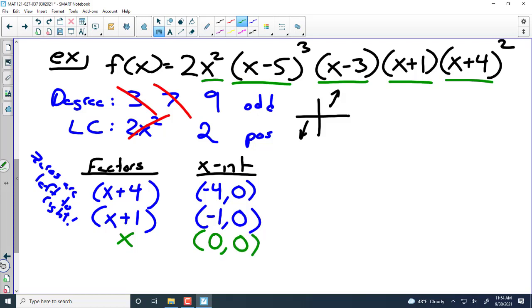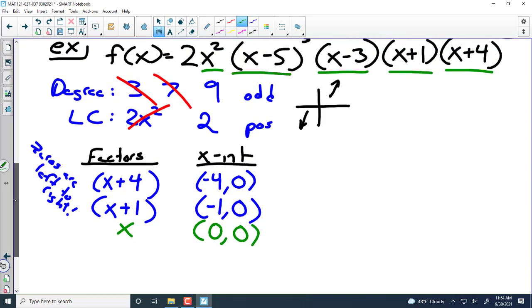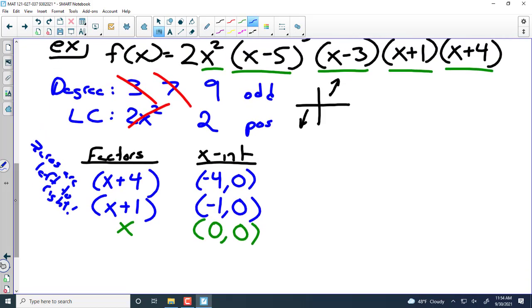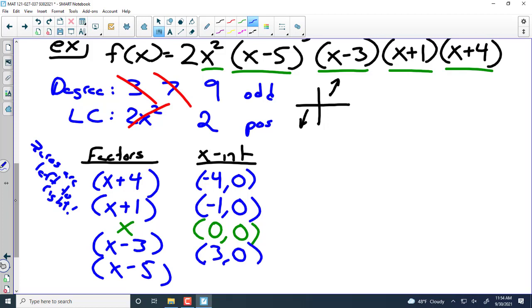Why did I just write x? Because I'm going to write the power later as the multiplicity. After that one, that people forget all the time, comes x minus 3 and x minus 5. So easy to forget that when it's 0. So easy. Which is why I make a big deal about it in class.